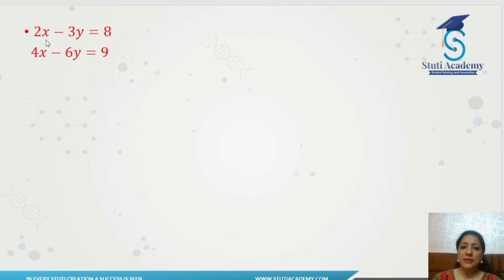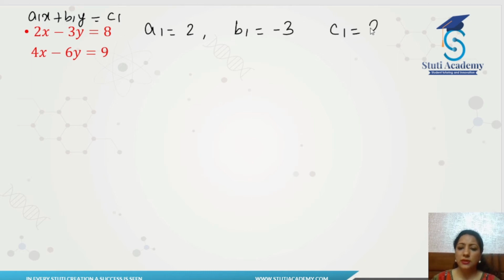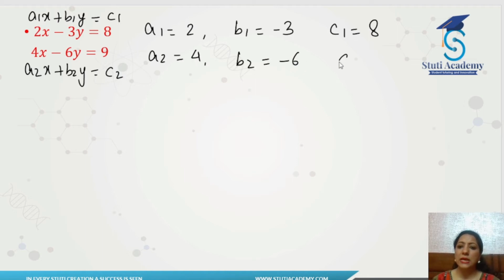Now coming to the second example here, again we have two equations. We have to check the consistency here. So I'm going to compare this with a1x plus b1y equal to c1. So from here we'll get a1 equal to 2, b1 equal to -3, c1 equal to 8. And this I'm going to compare with a2x plus b2y is equal to c2. So I'll get a2 as 4, b2 as -6 and c2 as 9.